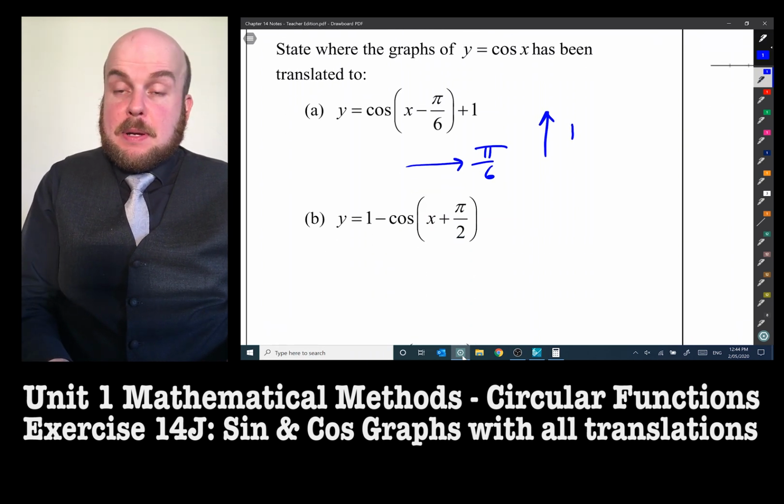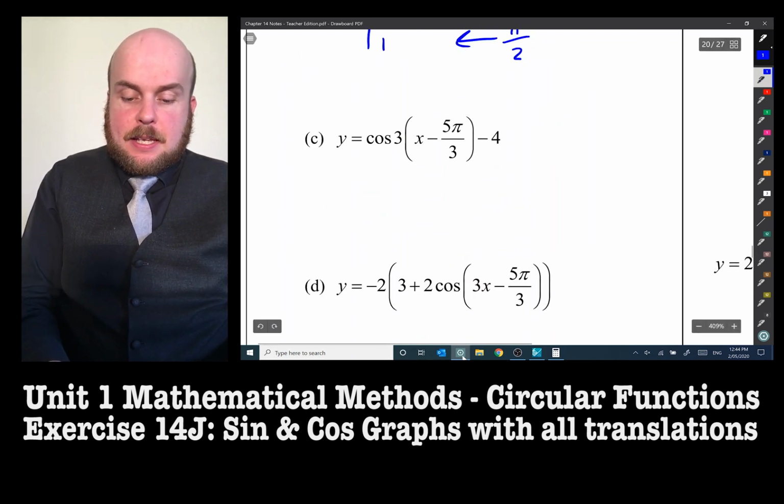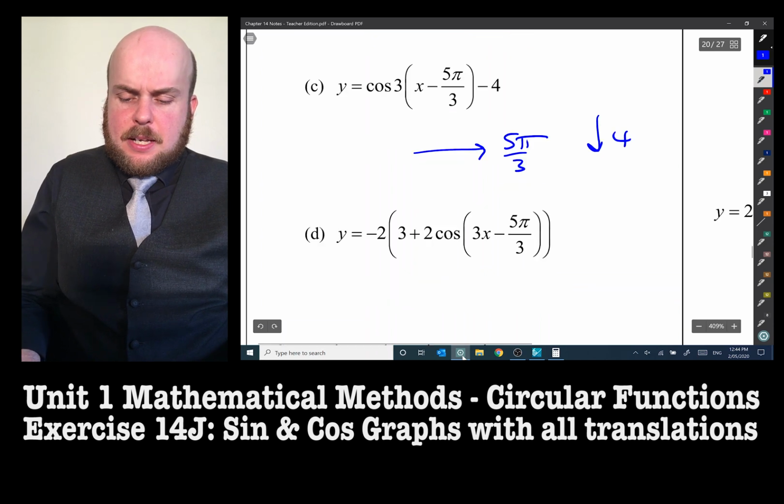This is a sneaky one. It's been reflected in the x-axis, but it's moved up by 1, and it's moved to the left by pi on 2. This has been moved to the right by 5 pi on 3 and down by 4. Oh, this one is a gross one.